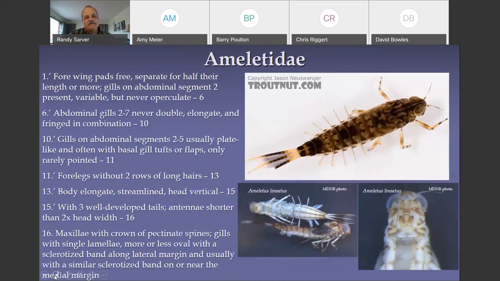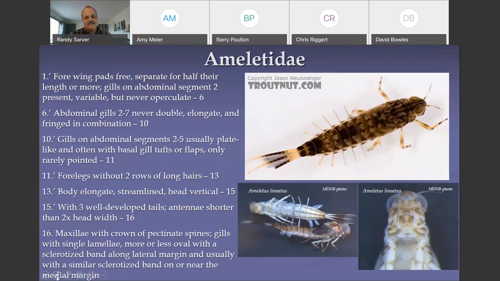Okay, a couple more here, and these are interesting to me, in that I've learned a lot in the last year or two about this family and the next family. This family being Ameletidae. Again, we have a lot more characteristics to go through on the key, but if we work our way down through those characteristics, we eventually get to 15, where we make a decision for 15'. It has three well-developed tails, but this time the antennae are shorter than 2 times the width of the head. So, short antennae with three tails.